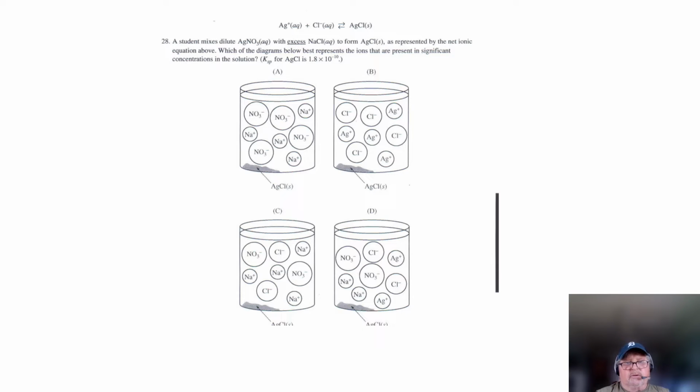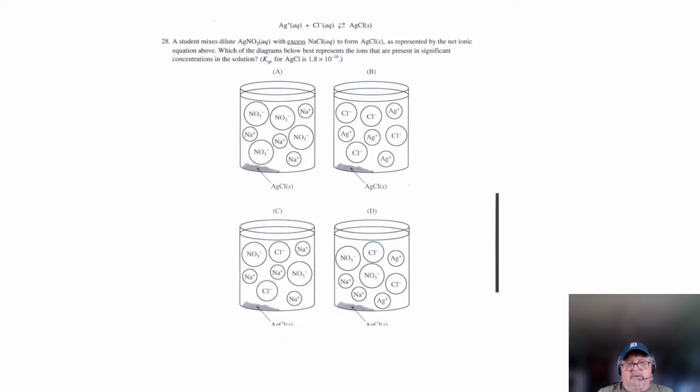So the first one you want to know is 28, and it says a student mixes dilute silver nitrate with excess sodium chloride to form silver chloride as a precipitate, as represented by the net ionic equation above. Which of the diagrams best represents the ions that are present in significant concentrations?